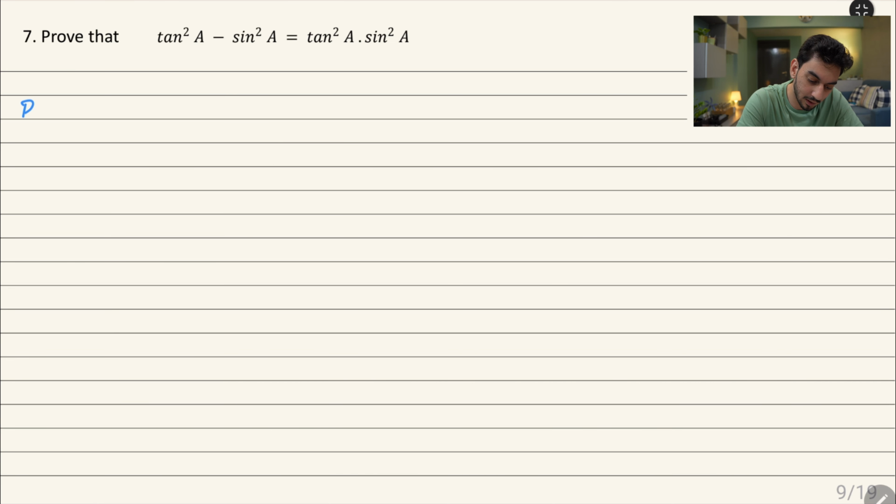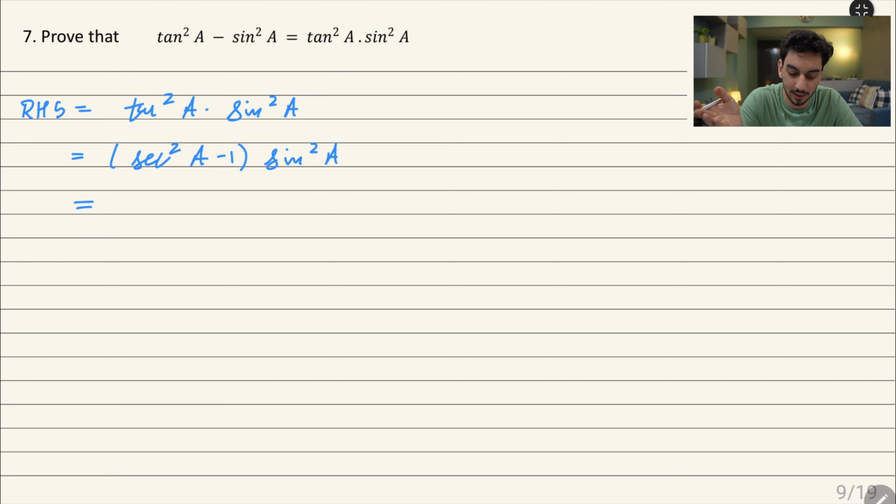Let's start with my right hand side. It doesn't really matter because both are almost identical in size. So tan square A times sine square A. Now tan square A can be written as sec square A minus 1, and then I have a sine square A outside.